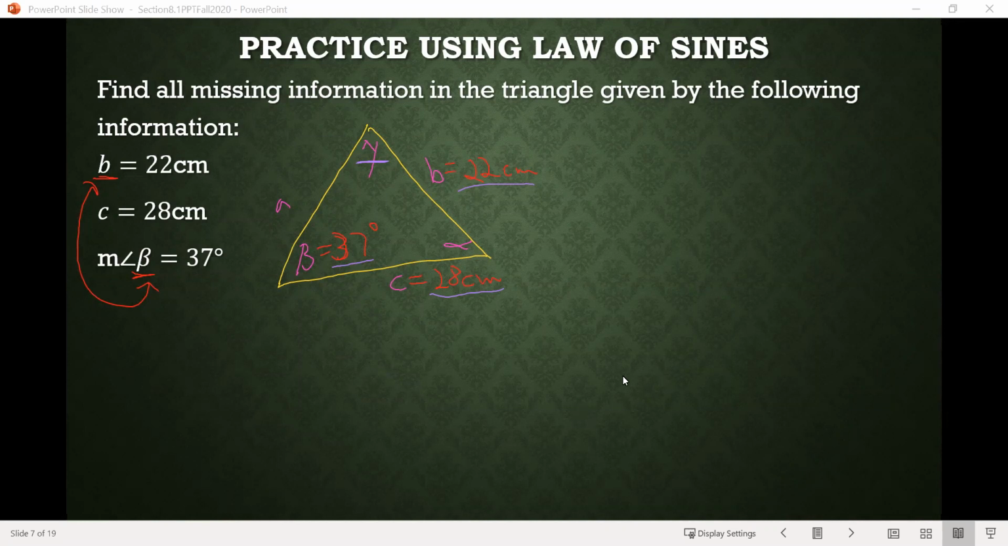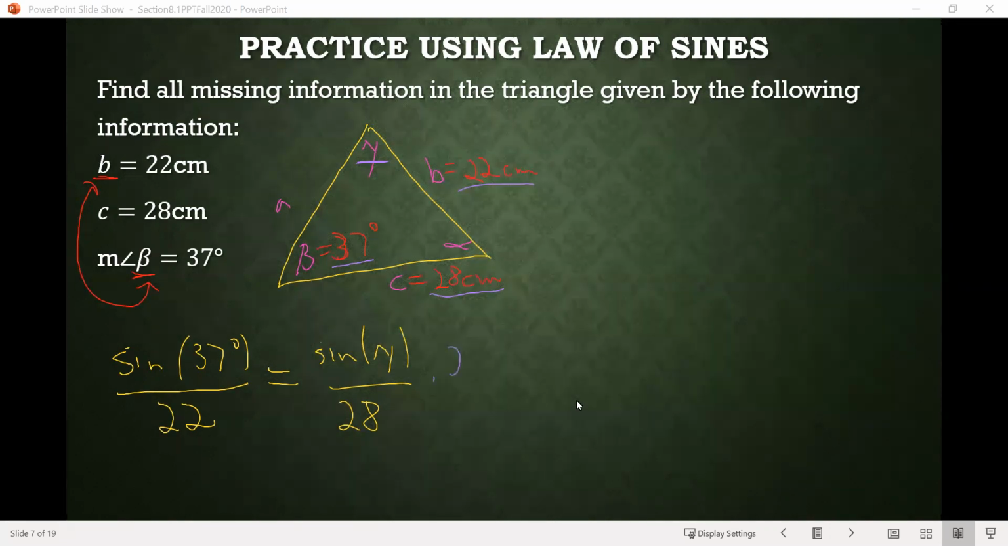So let's set up a ratio here using our law of sines, which will tell us that the sine of angle beta, which is 37 degrees, over the length of the opposite side, that side of length 22 centimeters, is going to be equal to sine of gamma, the angle we don't know, divided by the length of the side opposite the angle gamma, which is the 28 centimeters length side. Hopefully you can see from this equation that we can now solve for gamma.